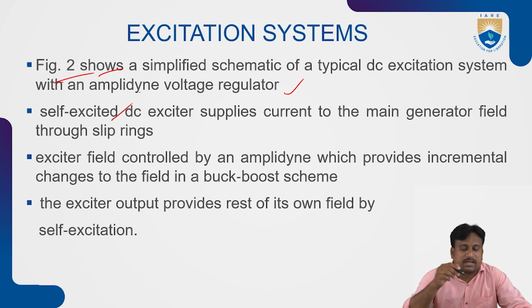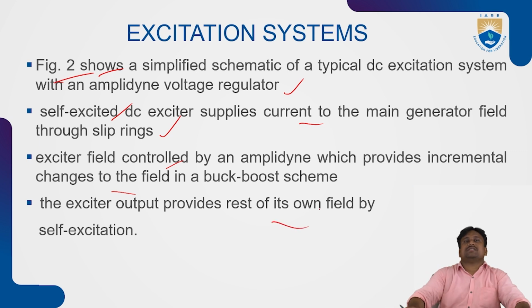The self-excited DC exciter is going to supply current to the main generator field through the slip rings. That means the exciter field is controlled by the amplitude, which will provide incremental changes to the field. That means this is connected in a buck boost scheme. So the exciter output provides the rest of its own field by self-excitation.